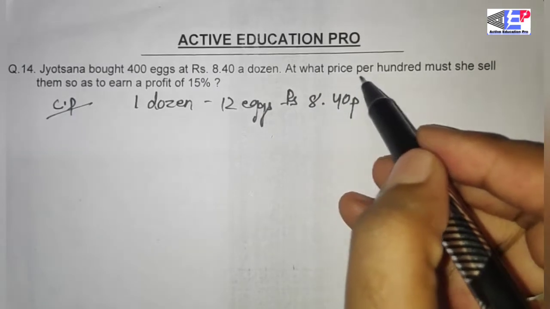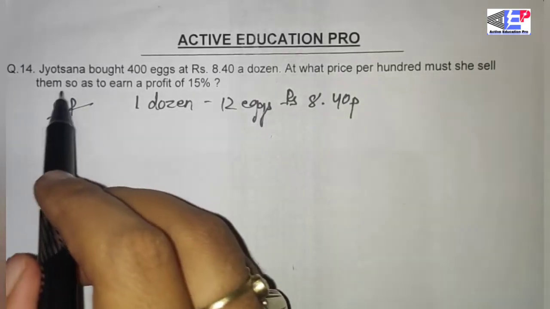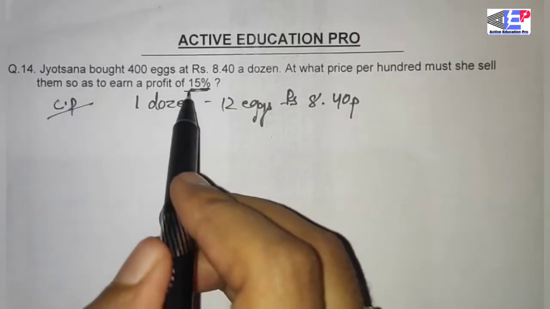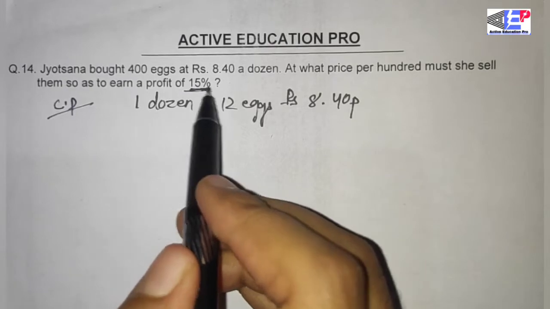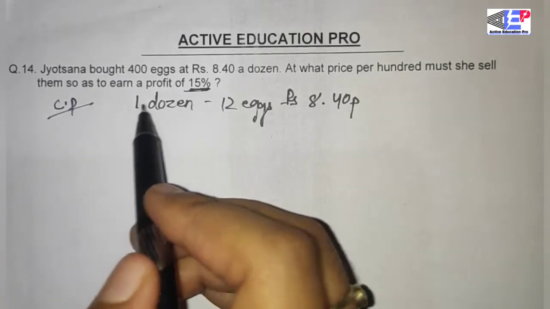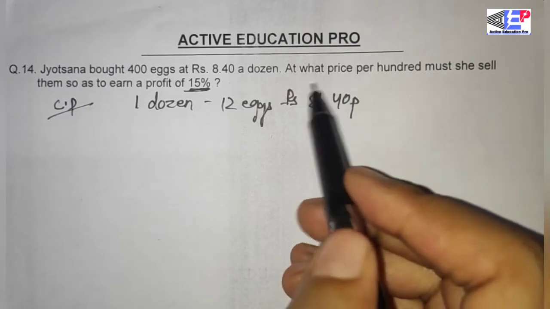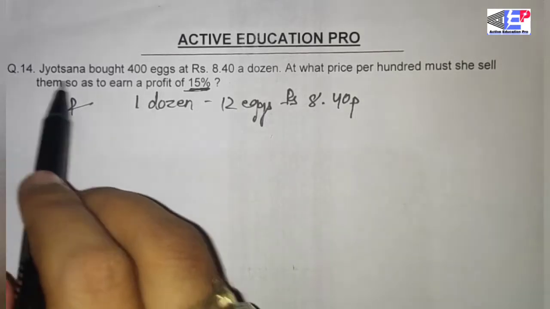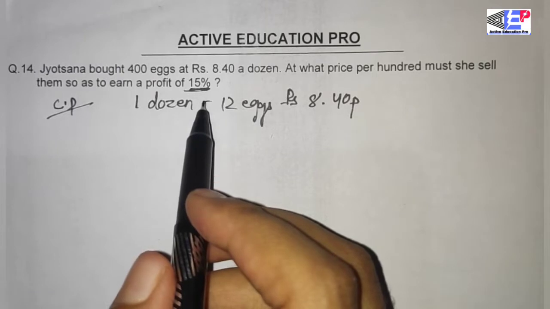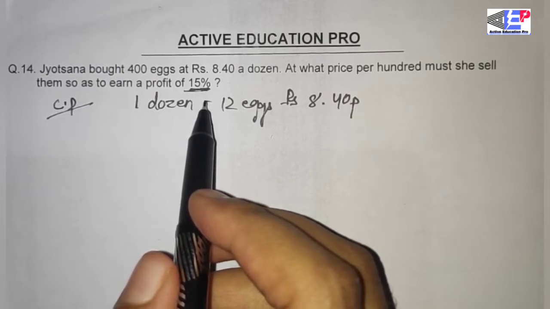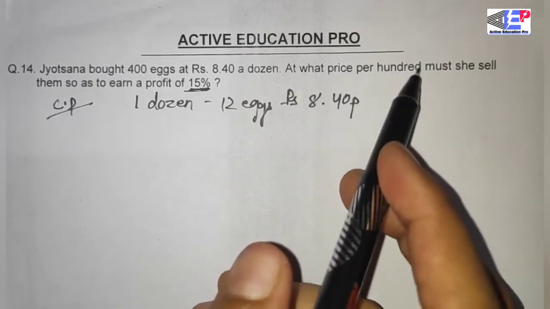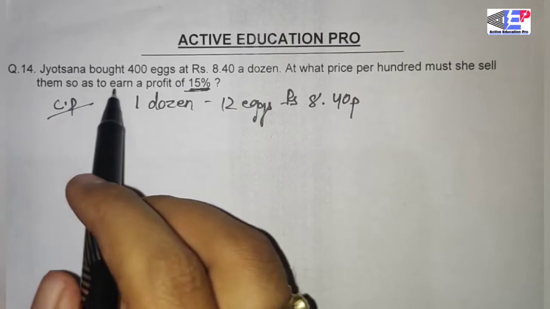Then at what price per 100 must she sell them so as to earn a profit of 15%? Jyotsna wants to make a profit of 15% after selling these 100 eggs. You have to find the selling price per 100 eggs so that she gains a profit of 15%. The question is clear.